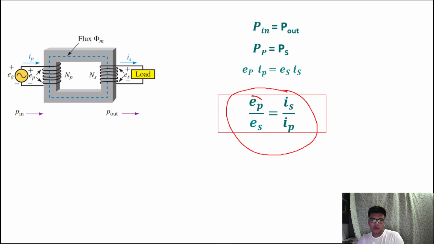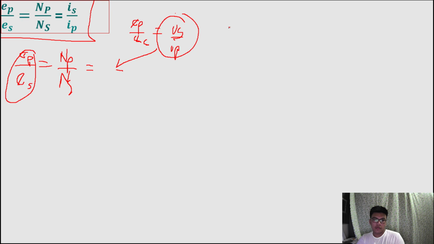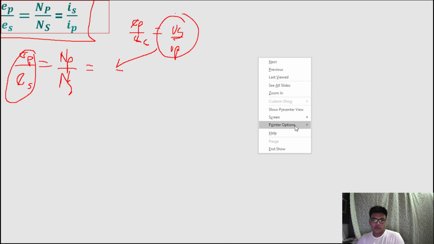Paano nangyari yun, ano? So, kung naalala natin kanina, we have E sub P lang all over E sub S is equal to N sub P all over N sub S. So, since yung ating E sub P all over E sub S is equal to I sub S all over I sub P, so pwede natin i-equate to dito. Kasi we have E sub P all over E sub S yan, ano? Kaya natin nakuha ito.